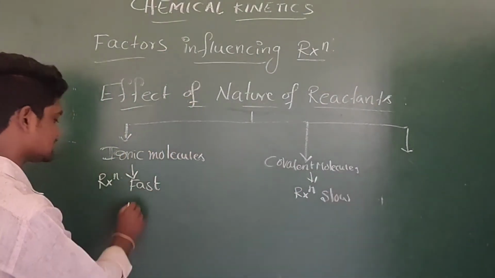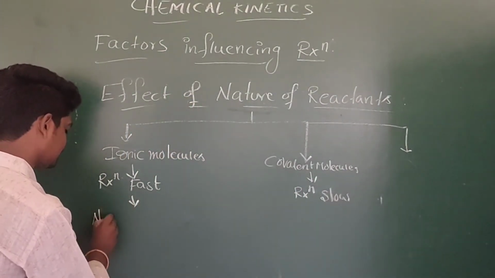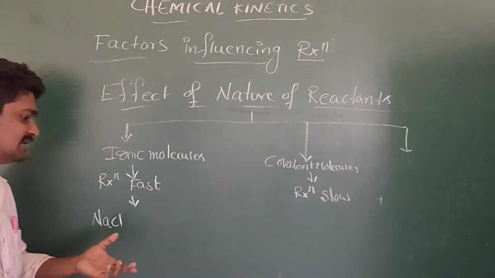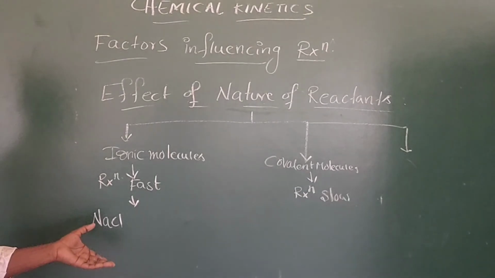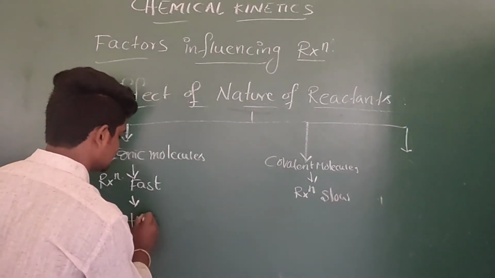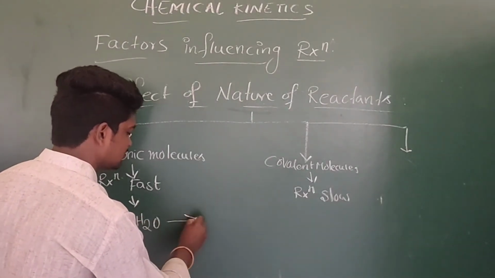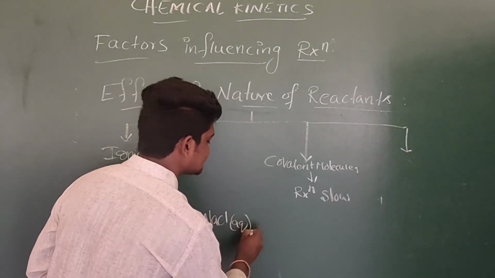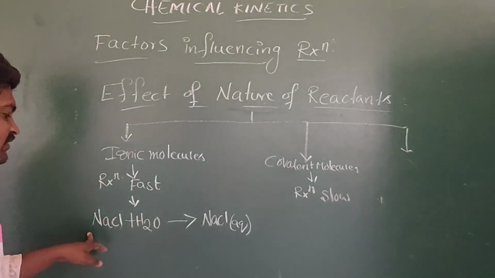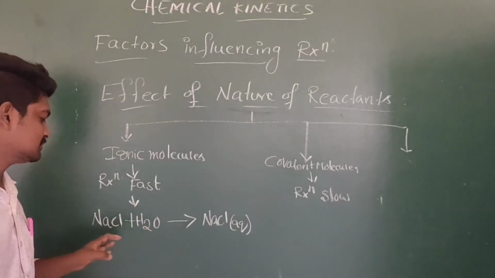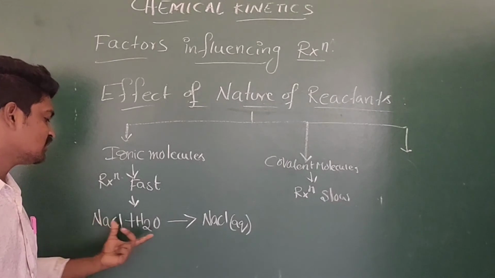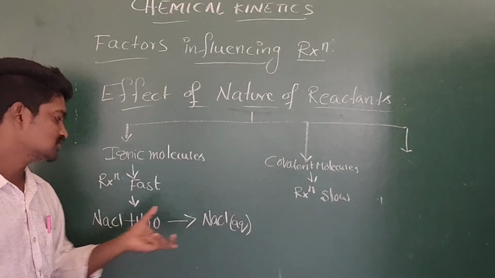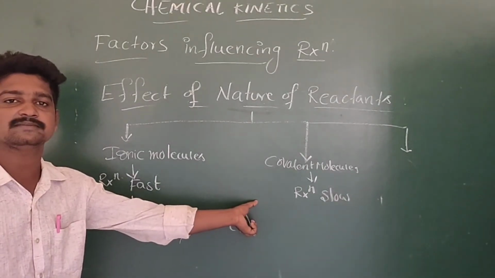So see here an example: NaCl. We know that NaCl is sodium chloride, plus H2O gives rise to NaCl aqueous instantaneously. So when we mix it with water, salt becomes aqueous salt. So it is very fast in the rate of reaction.